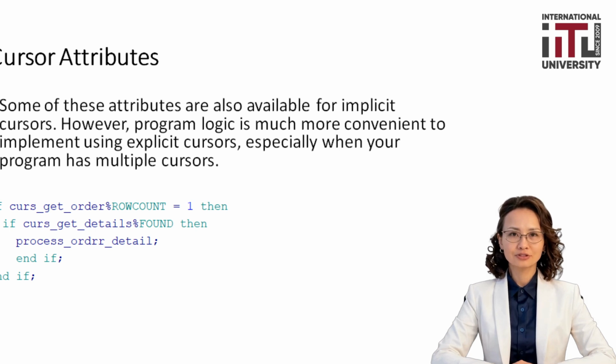Some cursor attributes are also available for implicit cursors, but program logic is often much easier with explicit cursors, especially when dealing with multiple cursors in a block. For example, we can check the %ROWCOUNT of one cursor and the %FOUND of another to control the flow of the program. In this code snippet, if cursGetOrder%ROWCOUNT equals 1 and cursGetDetails%FOUND is true, we proceed to process the order details. Explicit cursors make it straightforward to combine these checks, improving clarity and maintainability of your PL/SQL programs.